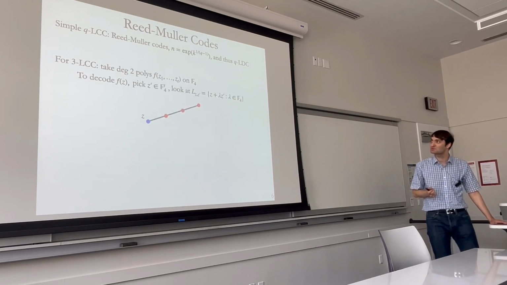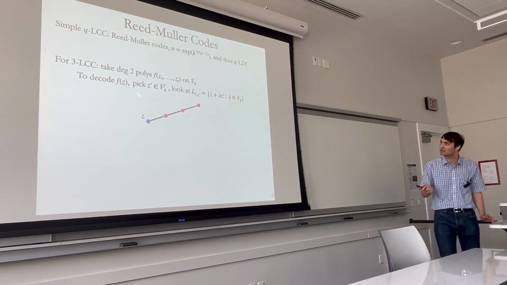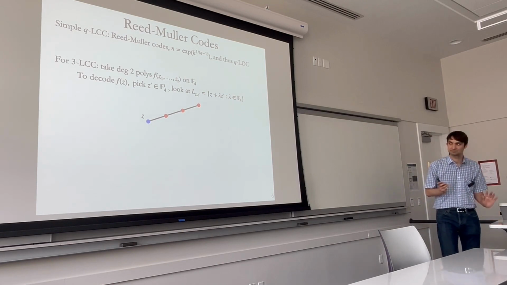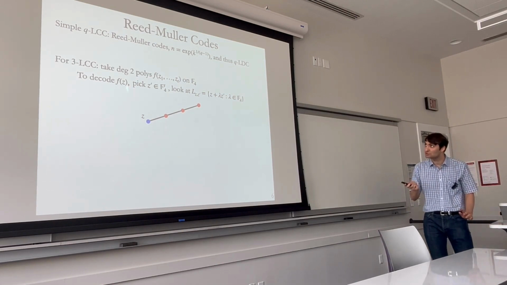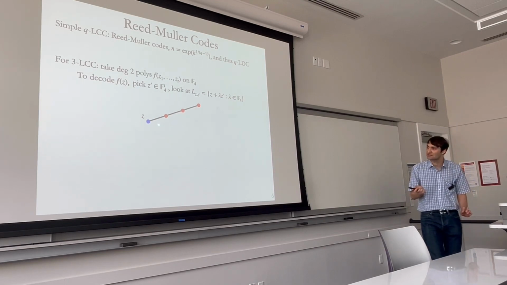What am I going to do? Well, it's pretty straightforward. I'm just going to pass a random line through z. The line has 4 points because we're working over F4, and I'm just going to query the 3 points on the line that are not z. Because this is a degree 2 polynomial and I have its evaluations at 3 points on the line, I can interpolate and get its value here.